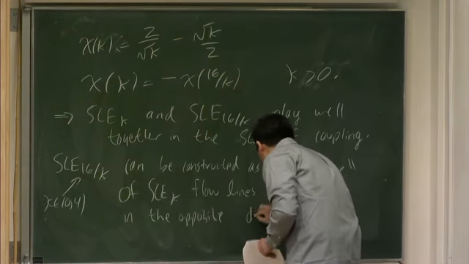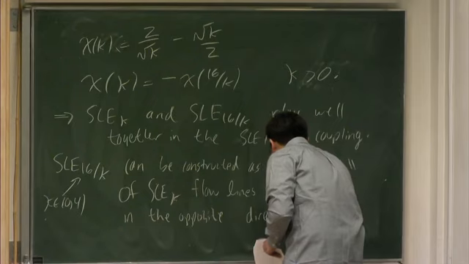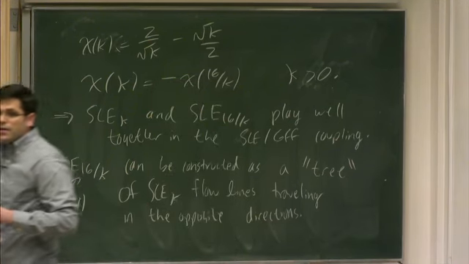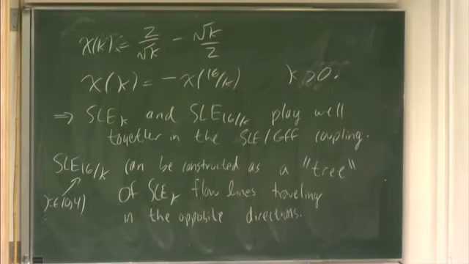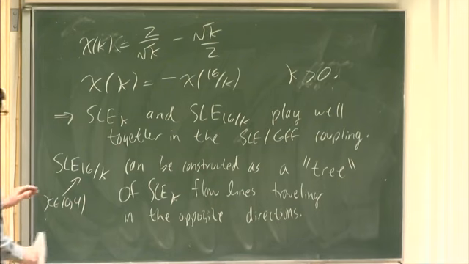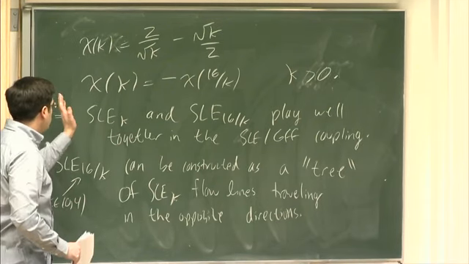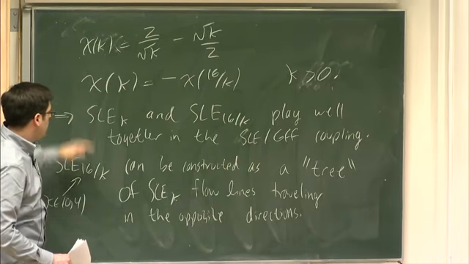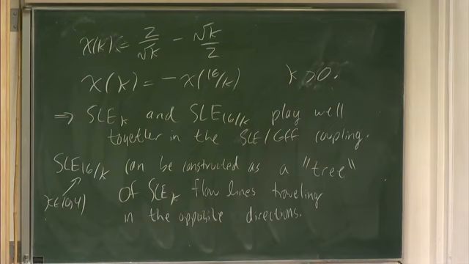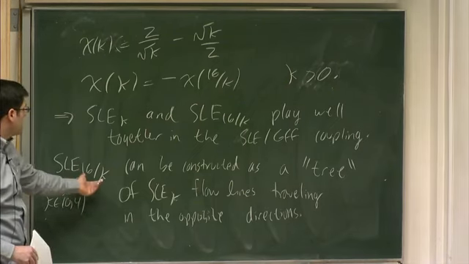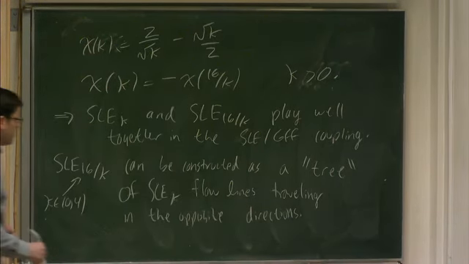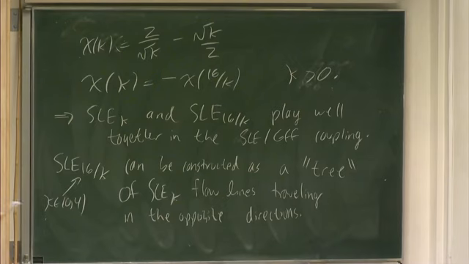So somehow you can put SLE kappa and SLE 16 over kappa curves together using the Gaussian free field. In this coupling, the SLE kappa curves naturally travel in one direction, let's say up, and the SLE 16 over kappa curve naturally travels in the opposite direction. And you can build an entire SLE 16 over kappa curve as some kind of tree which consists of these SLE kappa flow lines.